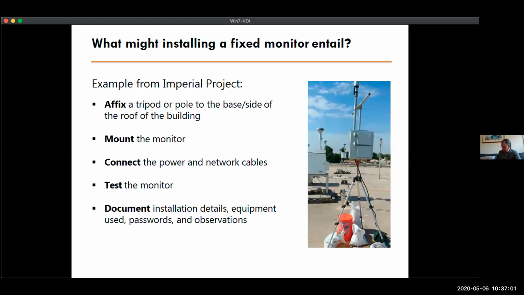What might installing a fixed monitor entail? Sometimes you'll need a tripod or a place to mount the monitor. You want to make sure you connect it to the power and network cables. Make sure that you test the monitor after you've set it up. And you want to document the installation process and all the equipment that you used. If you're setting up multiple monitors, make sure you know the number of monitors. Just make sure that you document the process.